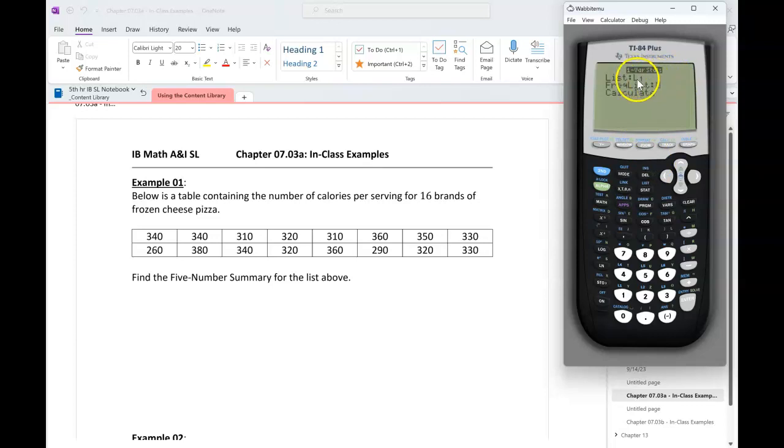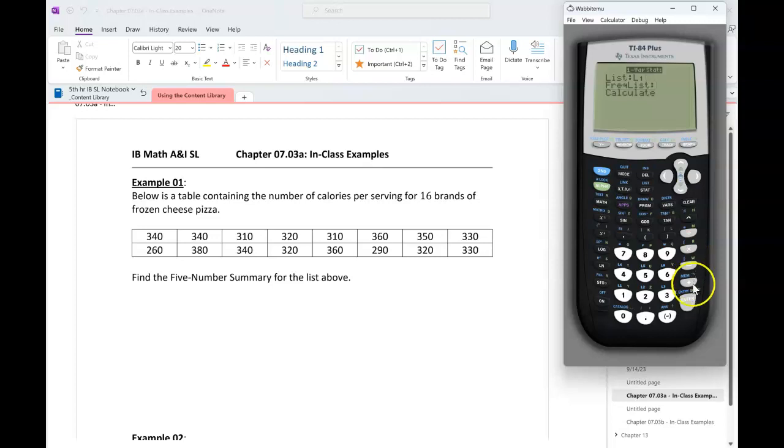If you need to type in L1, or if you put your data, say, in L2 and you need to change this, notice above the numbers 1, 2, 3, 4, 5, 6 in blue is L1, L2, L3, L4, L5, L6. So to access those, you can press second and the number 1, and it'll type the L1 in there for you. Or if you needed L6, you press second and the number 6. So far, so good?